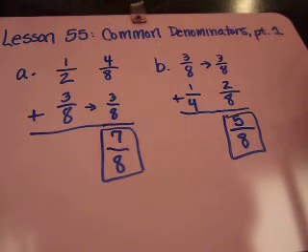All right, so that is lesson 55 in a nutshell, and there's nothing else that's new in there. So I'm going to turn this off, and we're going to start lesson 56, which is called Common Denominators, part 2. All right.